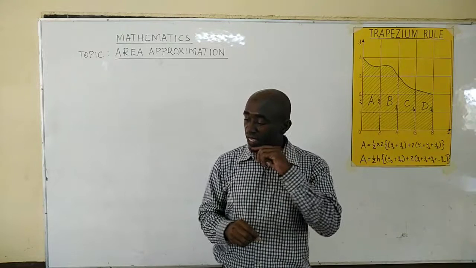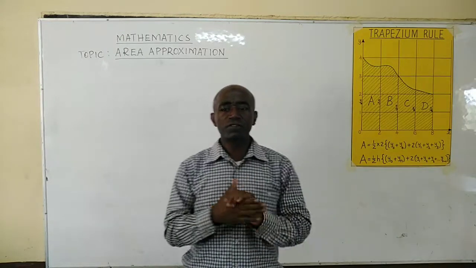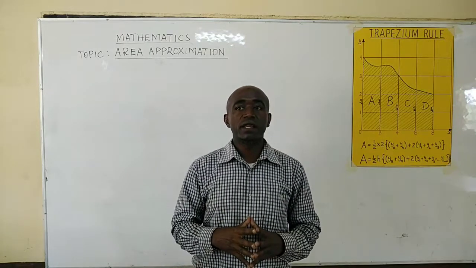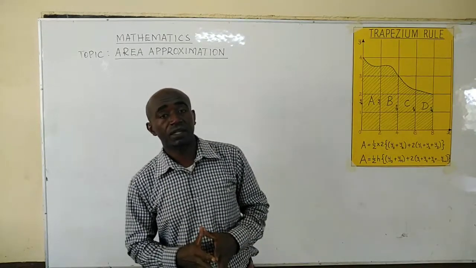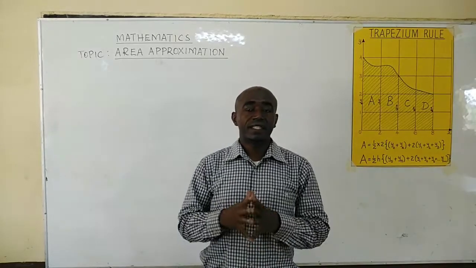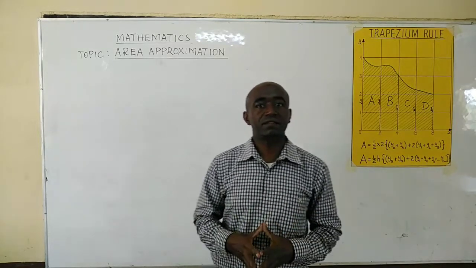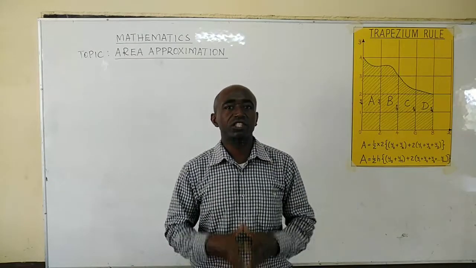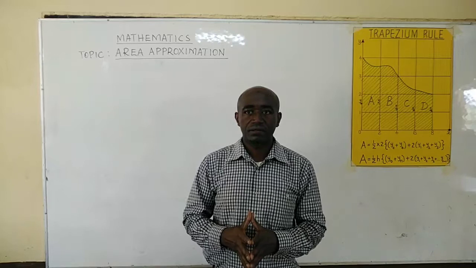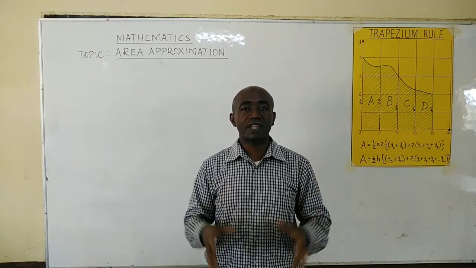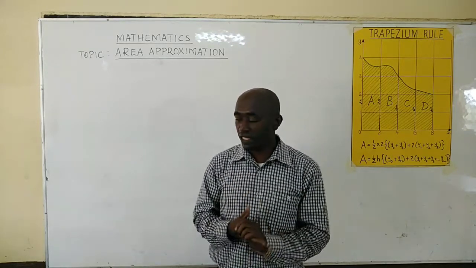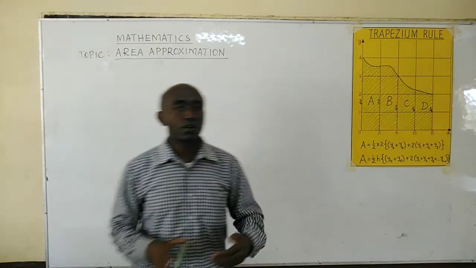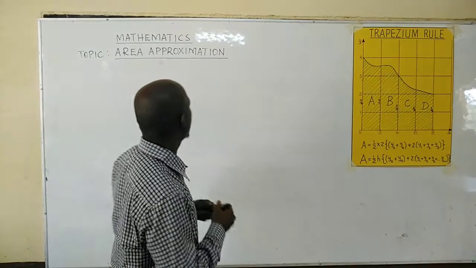Area of irregular shapes. I'm sure you've learned how to find area of irregular shapes in mathematics form 1. You may have learned the same also in physics. You may have learned the same also in geography, because in geography also we have maps, and maps usually have irregular shapes. Just to remind you some of the ways we normally use to find area of irregular shapes.